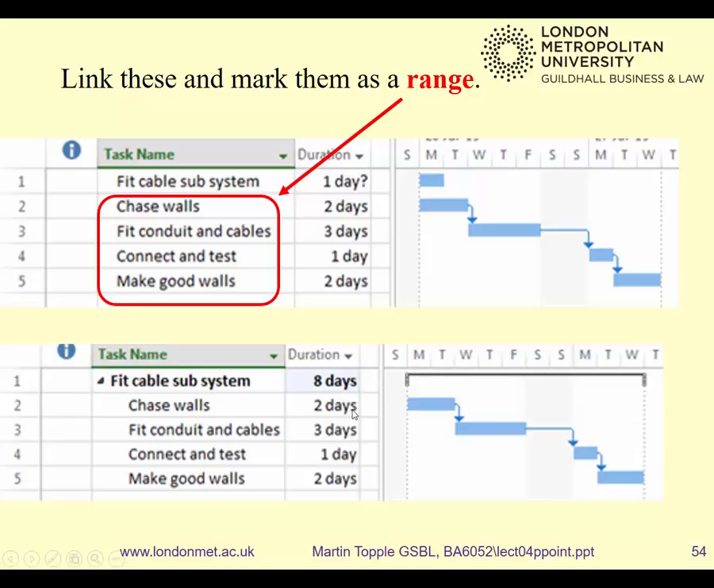Why is it 8 days? Well, if you add these together, they take 8 days. So Projects has automatically worked out that that phase, called fit cable subsystem, consists of these 4 things. You told it that. It knows how long they take, so it can work out how long the phase will take. And incidentally, if I change this to 4 days, automatically, what would happen to that? 9 days, yes. And if I click on this, what would happen to these? They'd disappear. And then you'd see a bar chart, if you like, with only the black bars on it.